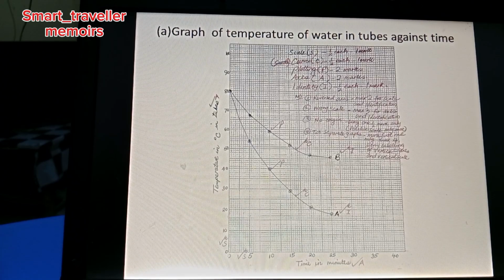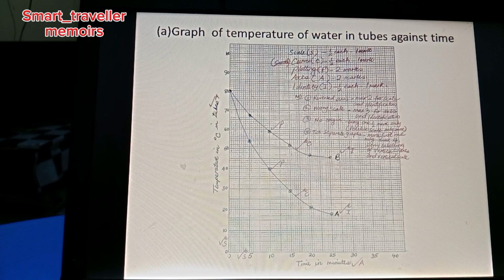So there is the graph of temperature of water in tubes against time. In that graph, you mark it as follows after plotting. For this graph, I never used different colors. I used just the same colors, but I labeled. So you can use different colors or label the graph.